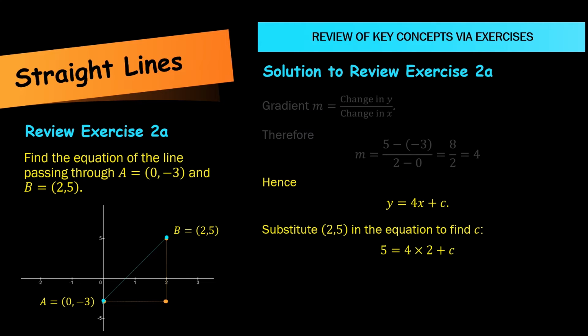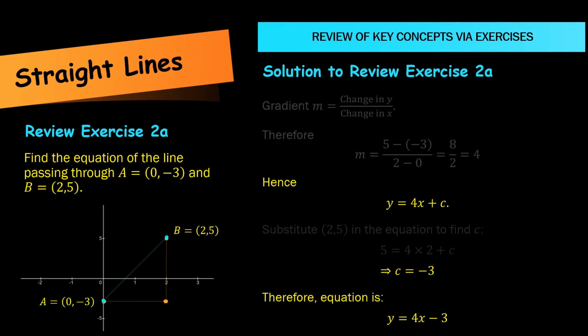Now substitute the point (2, 5) in the equation to find c. So y equals 5 equals the gradient 4 times x equals 2 plus c. We tidy up to obtain 5 = 8 + c, and rearrange to obtain c = −3. And therefore the equation is y = 4x − 3.